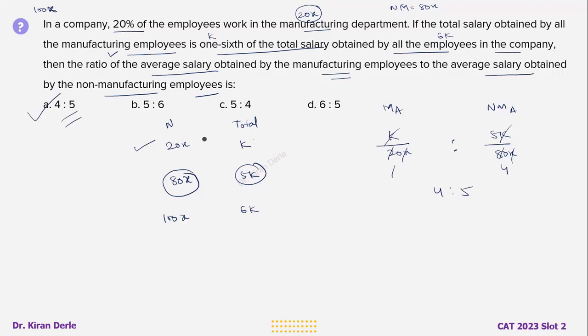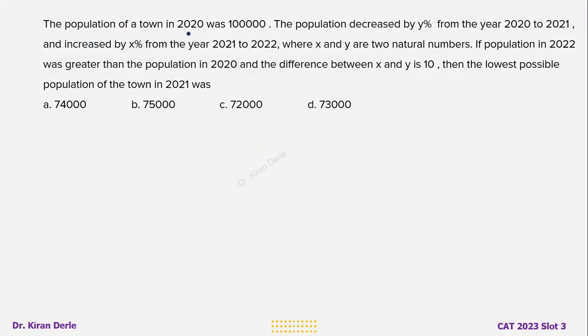I hope you understood how easily we could get the information, and if you are conceptually clear, things will be very much easy, guys. The population of a town in 2020 was 1 lakh. The population decreased by y% from the year 2020 to 21 and increased by x% from this to this, where x and y are two natural numbers. Fine.